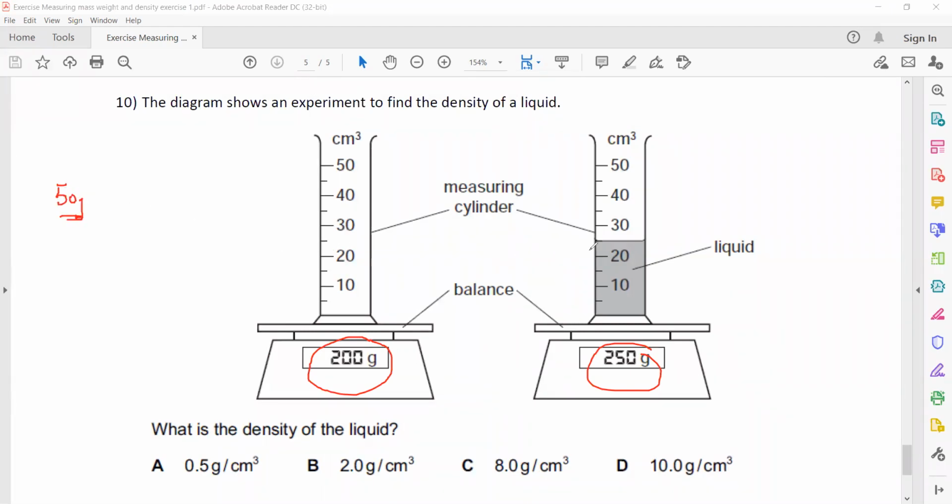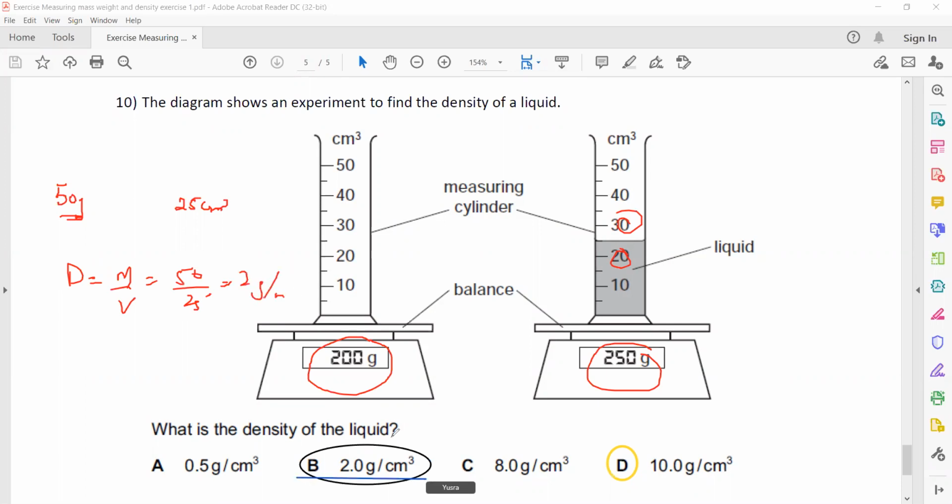And what about the volume of the liquid? It is between 20 and 30, so it will be 25. So volume is 25 cm cube. To get the density, it's mass over volume. So 50 divided by 25, that's equal to 2 gram per centimeter cube. So B will be the right answer for this.